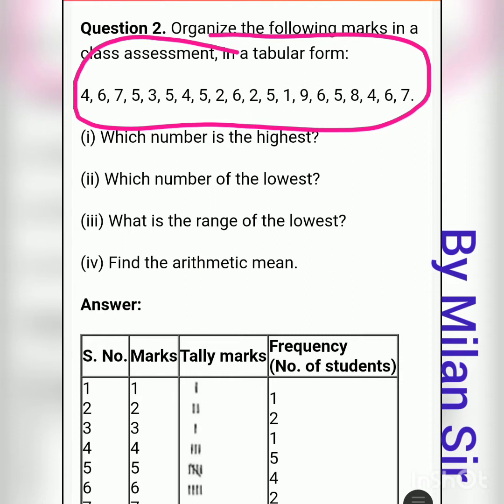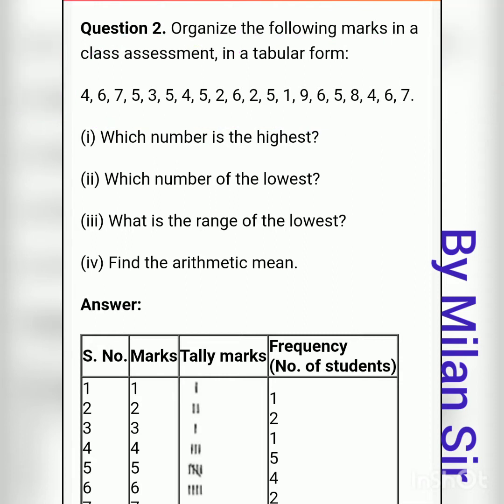Now, there are four questions inside. First, which number is the highest? Which number is the lowest? What is the range of the marks? And find the arithmetic mean. There is a mistake in the question, but before that, we need to organize the following marks in a tabular form.